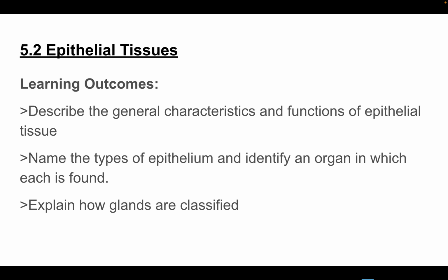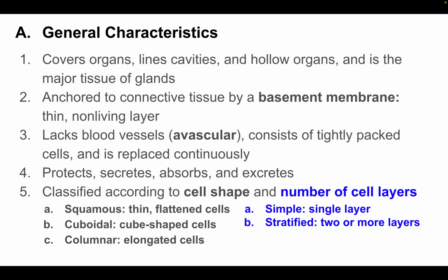So now I'm going to jump into epithelial tissues and go through general characteristics, and then we're going to go through the types and talk about how glands are classified. So general characteristics of epithelial is that they do cover organs or they line cavities, and they are a major tissue for glands. All epithelial tissue is anchored by a basement membrane. So epithelial sits on top, and then below it is connective tissue.